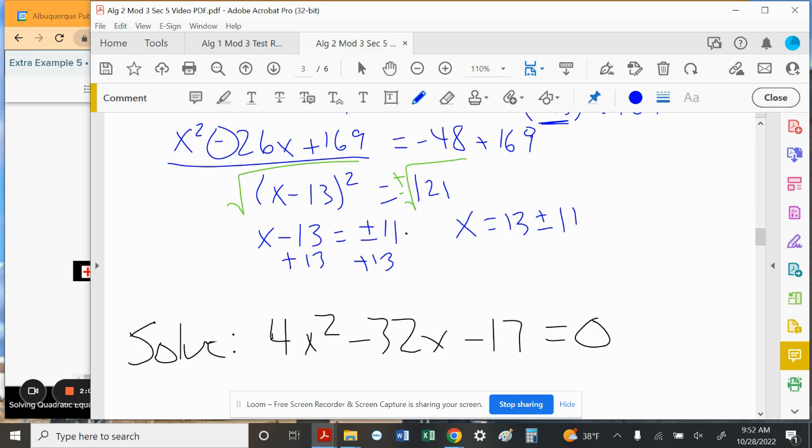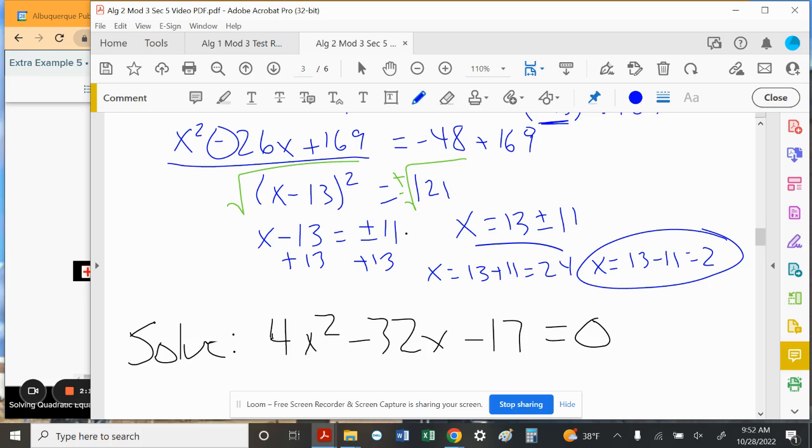I'm going to go one step further. I have x equals 13 plus 11, which is 24. And I have x equals 13 minus 11, which is 2. So there would be my two answers that I have for that problem.